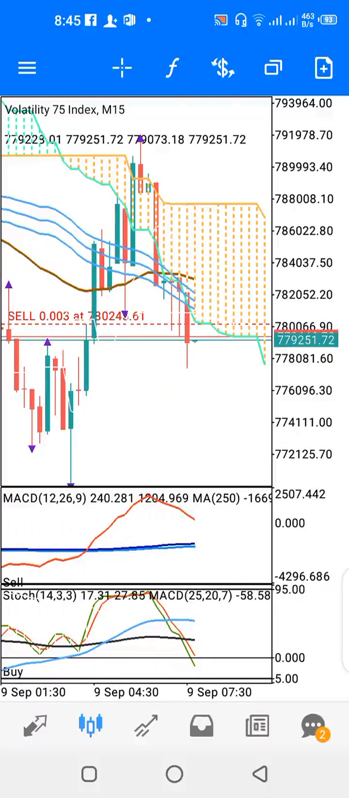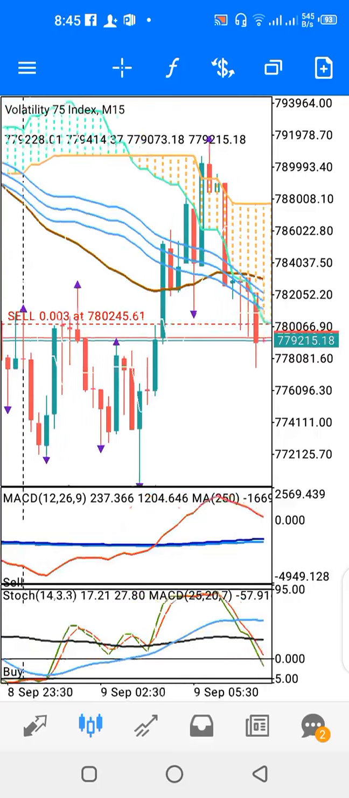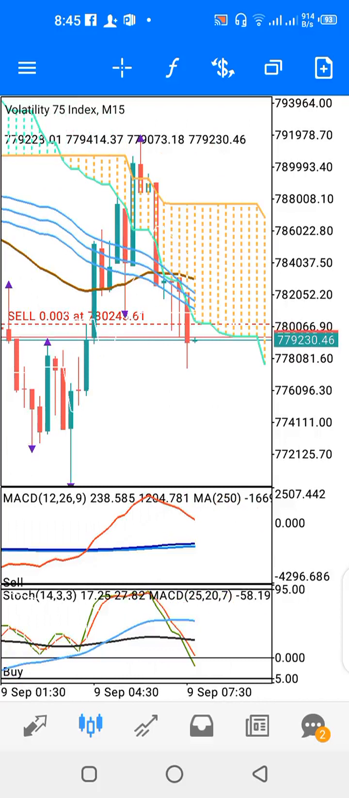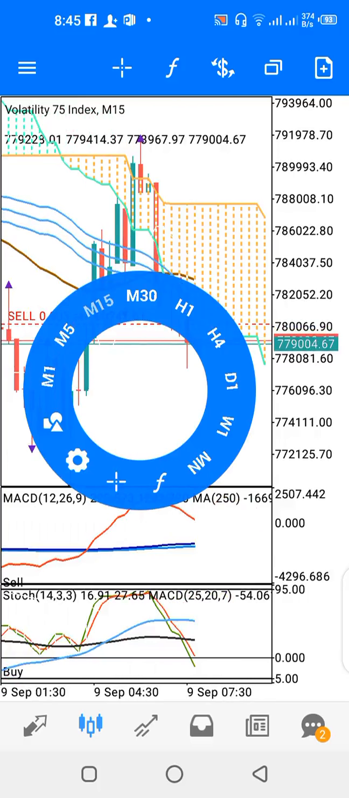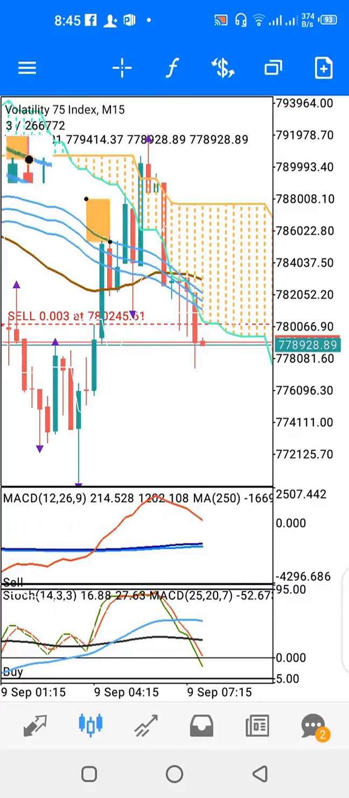Today we'll be looking at a strategy you can use to trade the Volatility 75 index. I have V75 on the screen, and I have three windows. I have the main window. This is the main window.